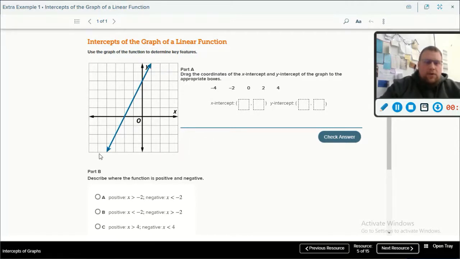Okay, intercepts of the graph of a linear function. So this is a linear function. We know that because this is a straight line, thus linear. Use the graph of the function to determine the key features.